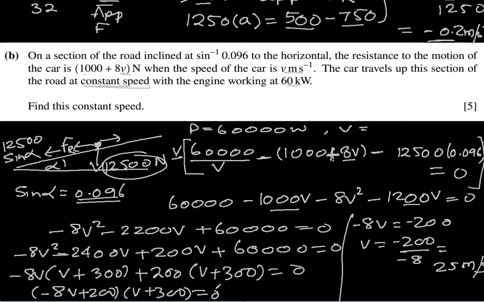And if I take v plus 300 equal to 0, that will give me a negative speed, velocity, which is not the case because it is moving in the forward direction only. It is not moving in the backward direction. So this is not the answer. 25 meters per second is the only answer for this particular part.